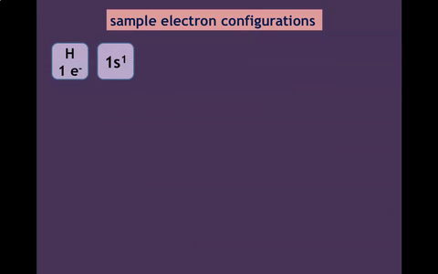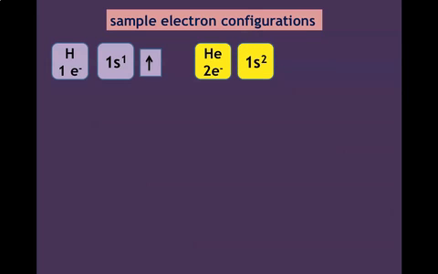So, some sample electron configurations. Hydrogen is number 1 on the periodic table, so it has 1 electron. It's going to go in the 1s, and it will only have 1 electron in there, so it's 1s1. If I want to draw the orbital diagram, I would draw 1 box with 1 arrow in it because I have 1 electron. Helium is number 2 on the periodic table, so it has 2 electrons, so that's 1s2. For the orbital diagram, I would draw 1 box with 2 electrons in there.